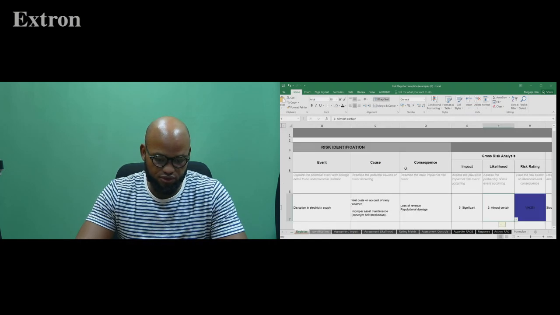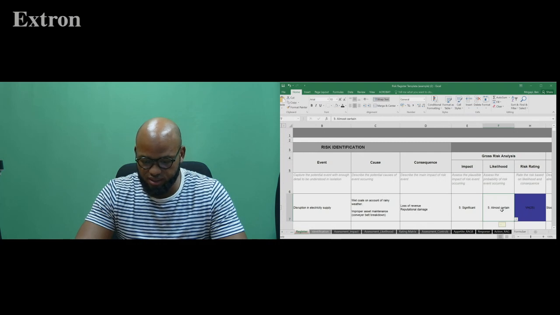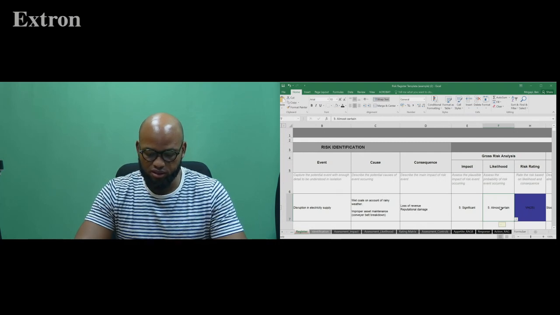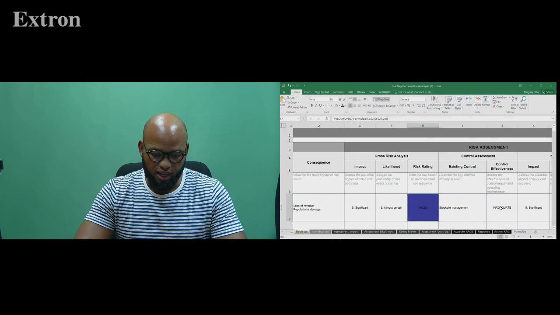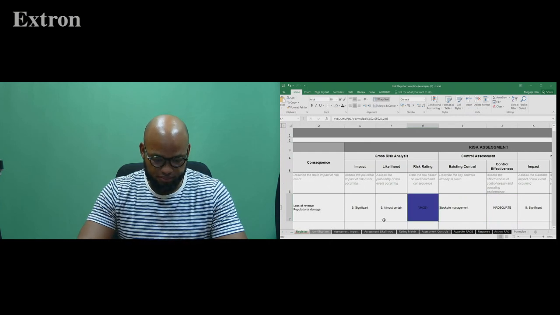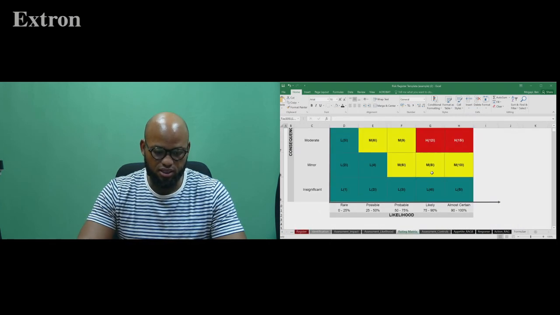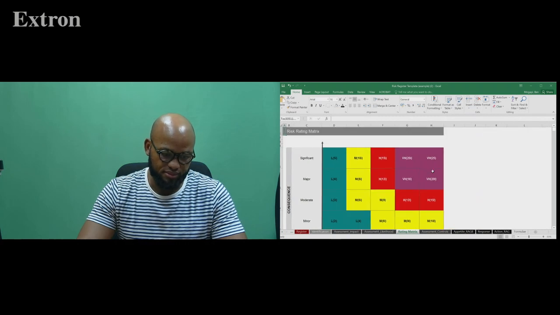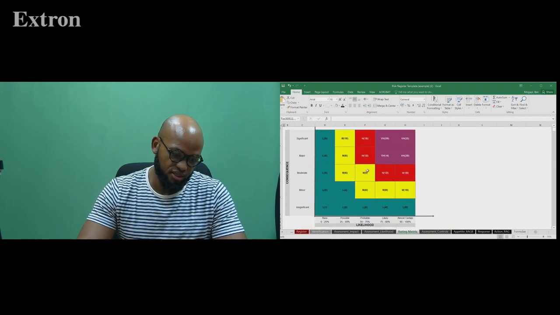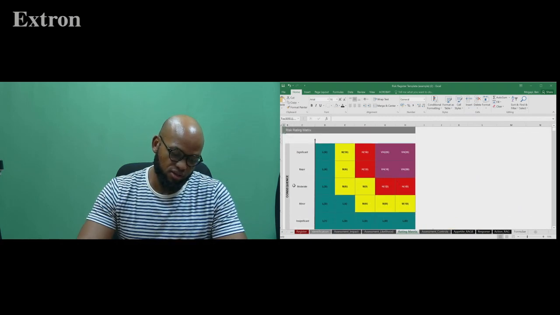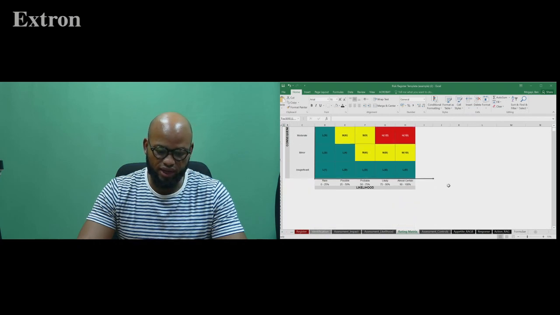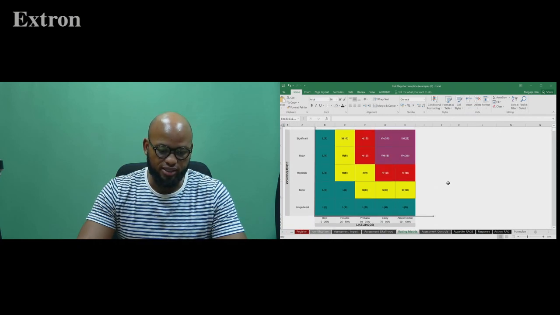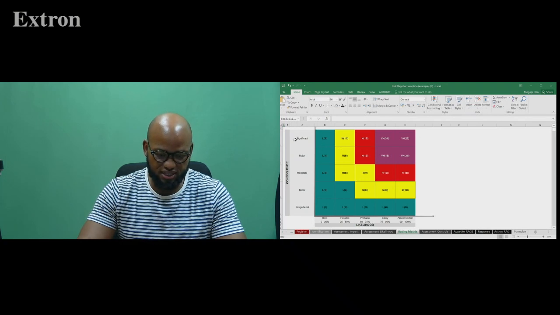So if I go back to my register, I said for probability purposes, it's almost a certainty, and there's a specific map, a rating matrix, which has impact on the y-axis and likelihood on the x-axis. Depending on the decisions we make as far as impact is concerned, for our risk, we've decided that it's a significant risk.